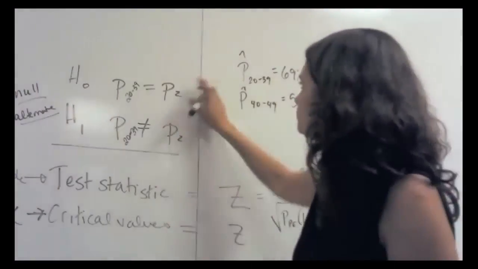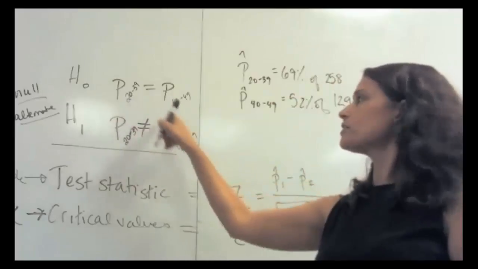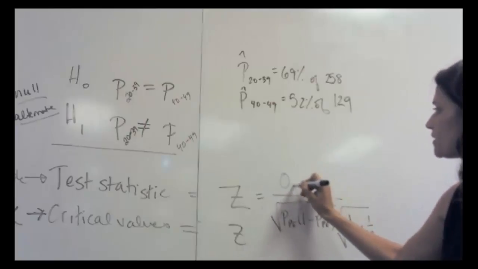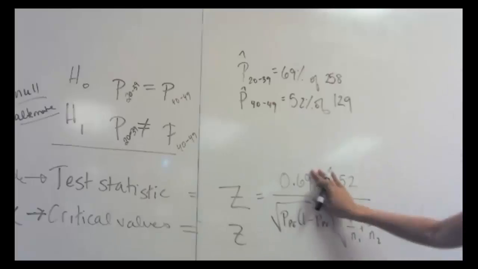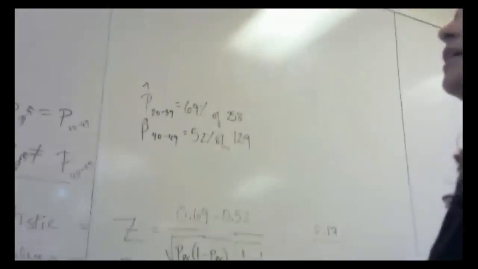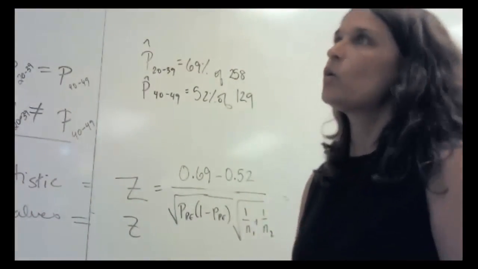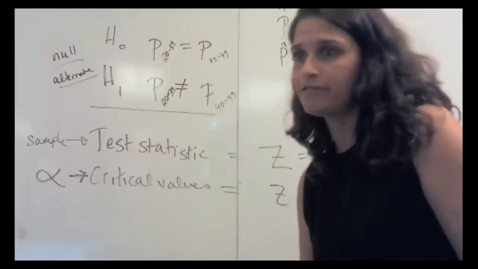Okay, so we'll do this as the 40s, and this is the 20s and 30s, and basically we're saying, are those proportions different? So 0.69 minus 0.52. That is the difference, in other words, there is a 17% difference between the two samples. We're assuming the null is that there is no difference, but there is a difference in the samples.